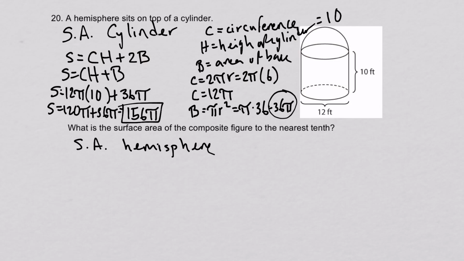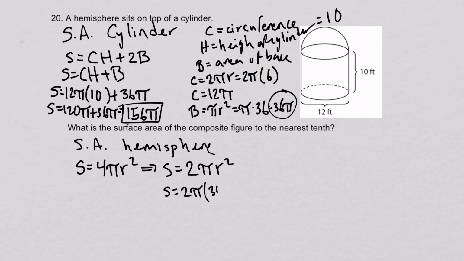Alright, the surface area of the hemisphere. Another formula that you should have memorized is the surface area of a sphere, 4 pi r squared. But since we're only talking about a hemisphere, half a sphere, the formula changes to half of that, 2 pi r squared. Alright, using that and the fact that I know r is 6, then I can find that this is 2 pi, 6 times 6 is 36, gives me a total of 72 pi.